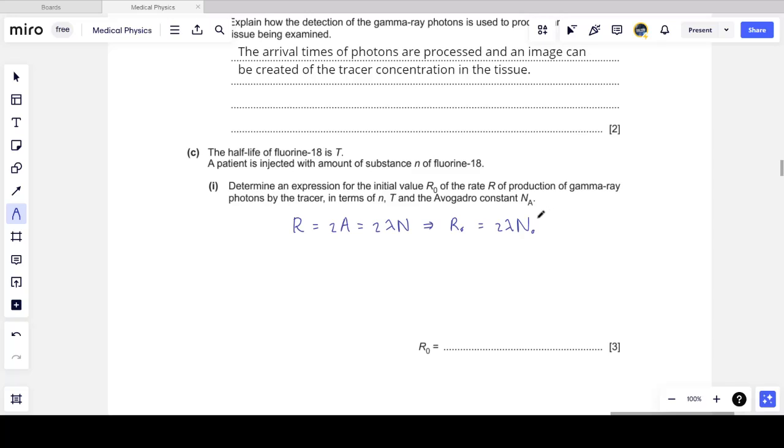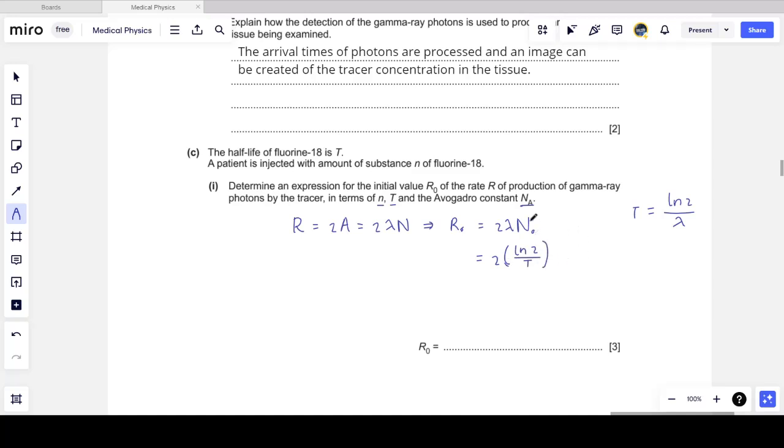where N0 is the initial number of particles that we have. But wait a minute, I don't have lambda. They asked me to find the expression in terms of n, T, and N_A. So how am I going to do this? Well, I know T is the half-life, and the half-life is the natural log of 2 over lambda. So similarly, lambda is the natural log of 2 over the half-life T.